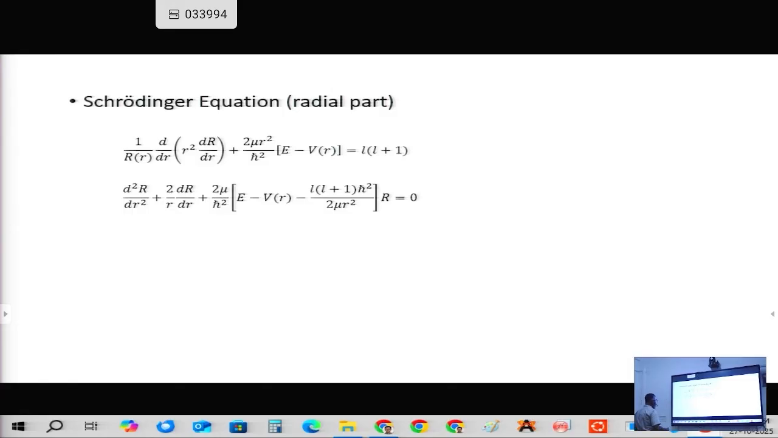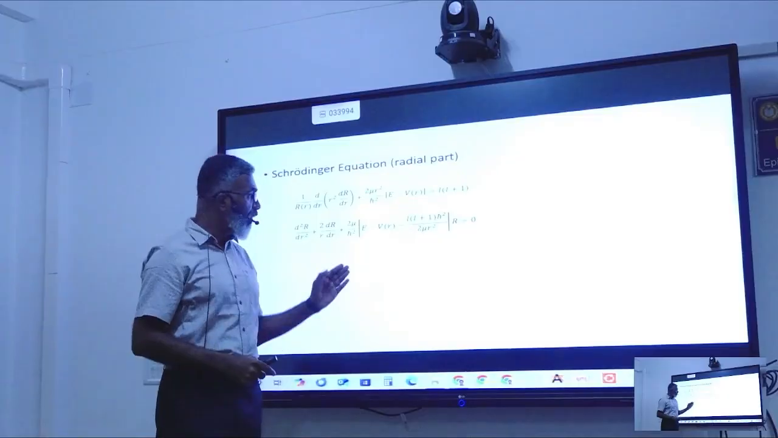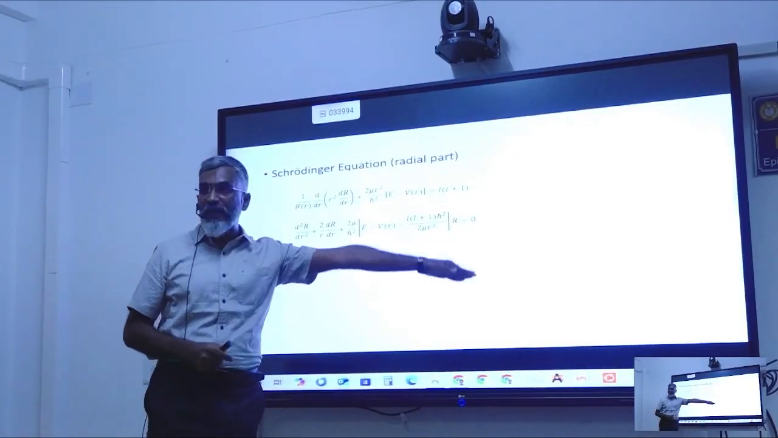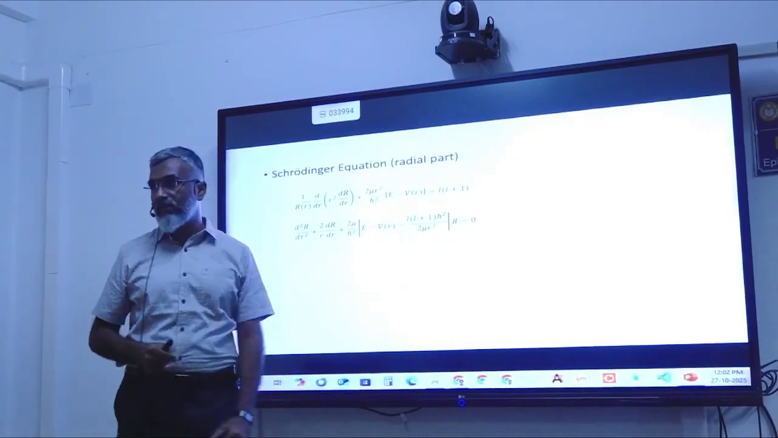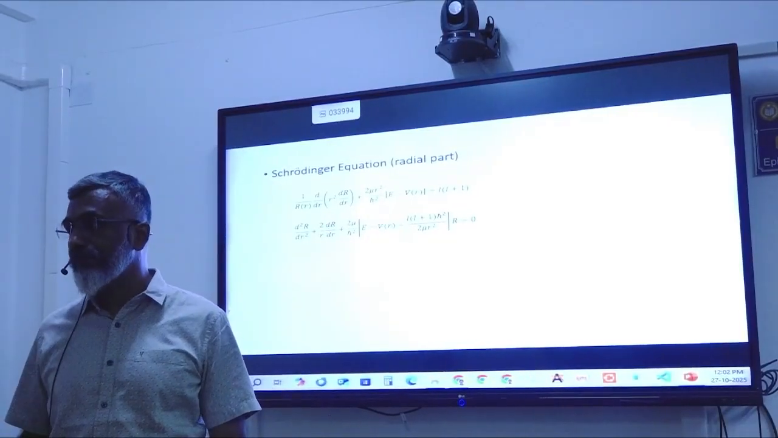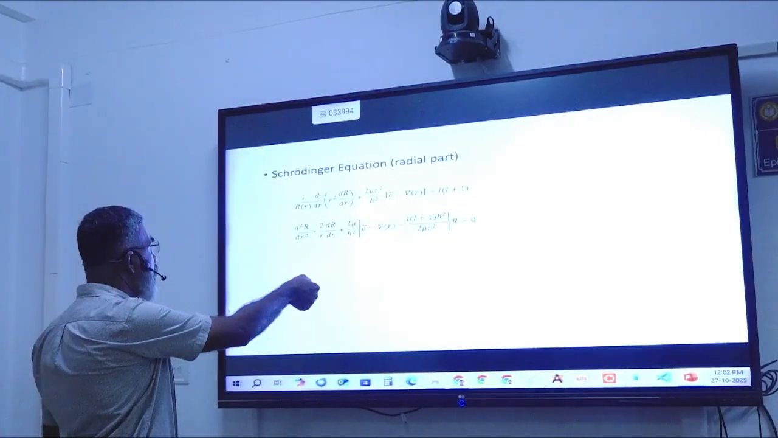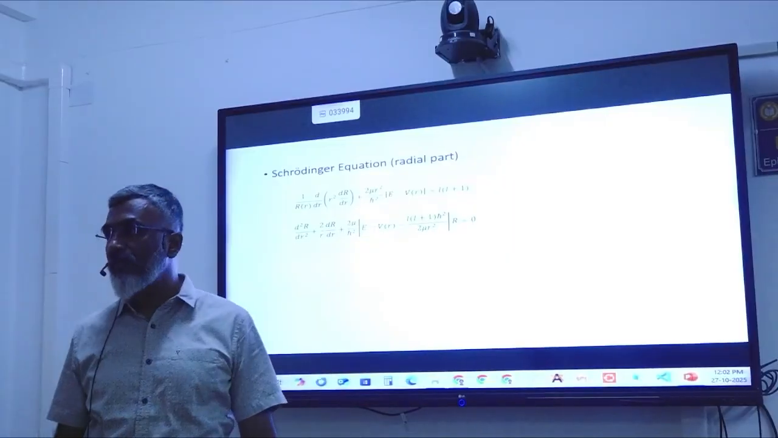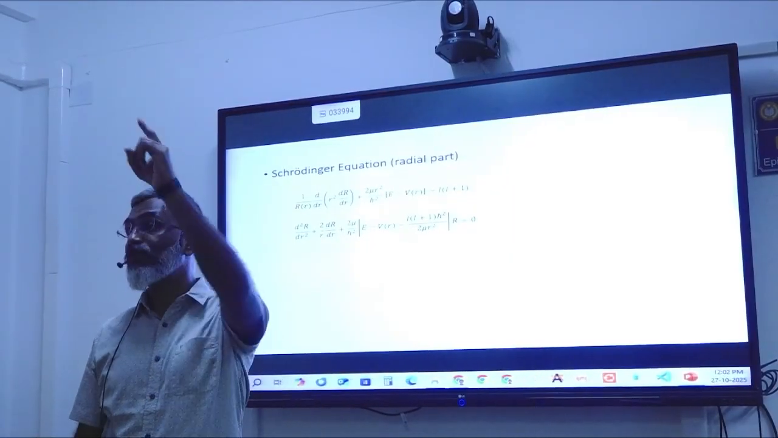So now what we have is, this part is the derivative part, and this is 2 mu times E minus V by h cross square. So this is like energy minus potential. So you have two potential terms instead of one. One is the electrostatic, which is this one, and this is the part because of the orbital motion.